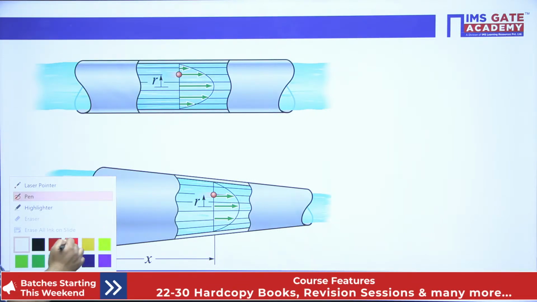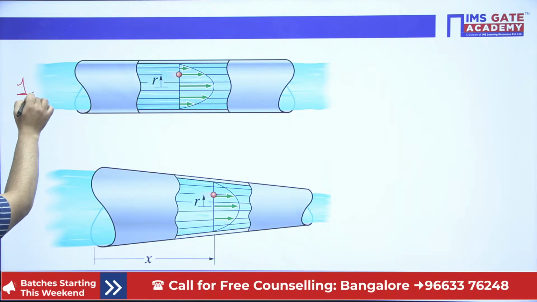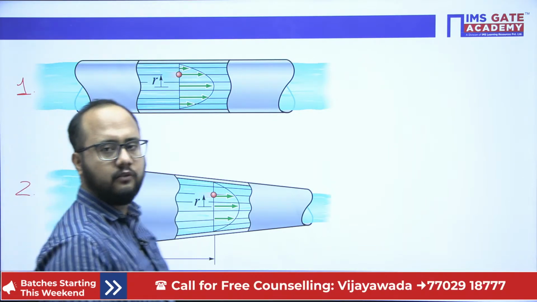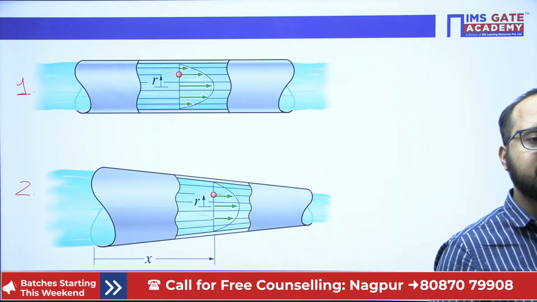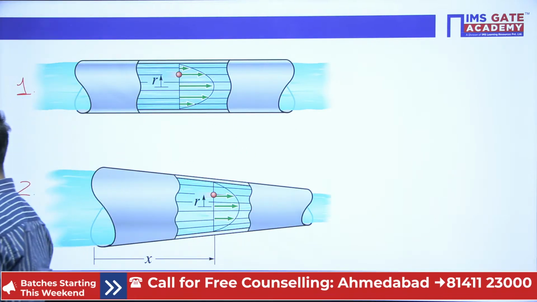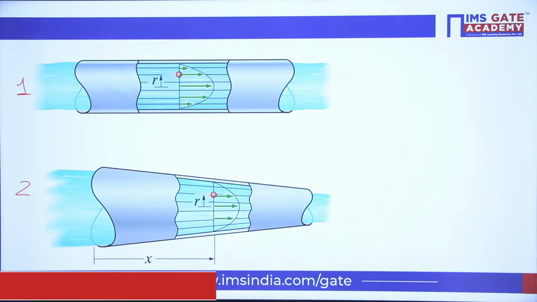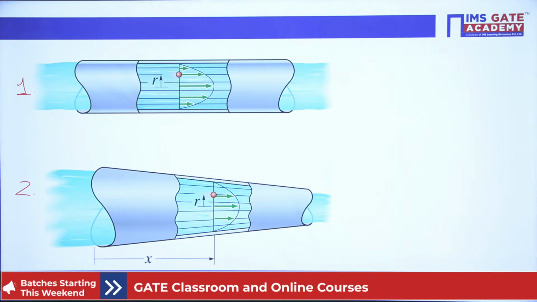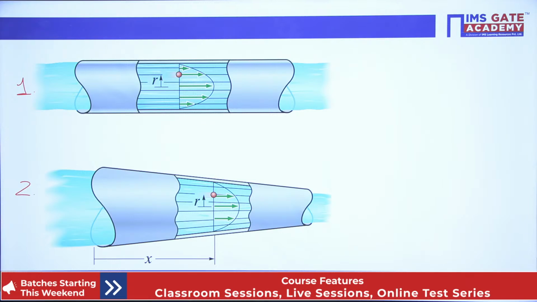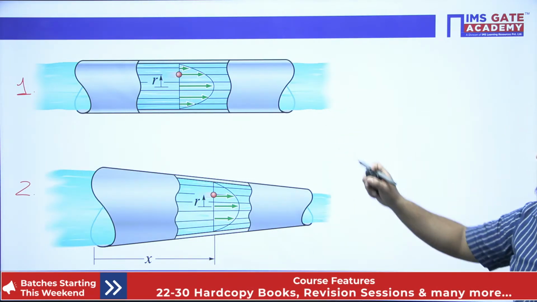Now, this is one image for you. Can you tell me what is the difference between this figure and this figure? Let's suppose this is figure number 1 and this is figure number 2. What is actually the difference between figure 1 and figure 2 with regard to the type of flow? Can anyone please tell me? Please try to answer this question. What is the difference between case 1 and case 2?